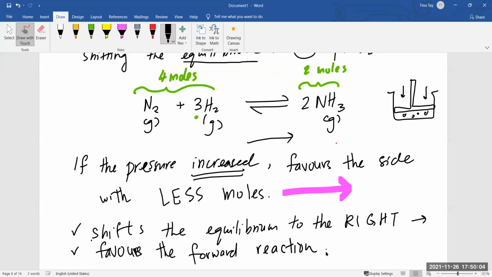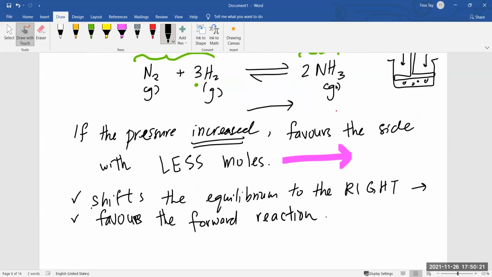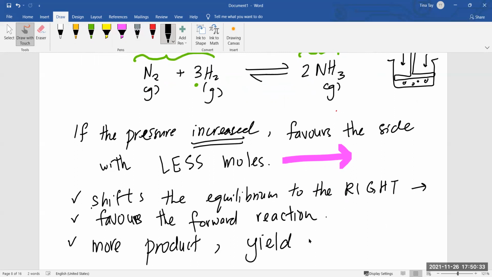Okay, so because of this, will I have more reactant or more product? More product. Okay, so I will have more of this. I will have more product. So having more product means I got more yield. The word is yield. So more product. So the yield increases. Okay, please write all of this down.